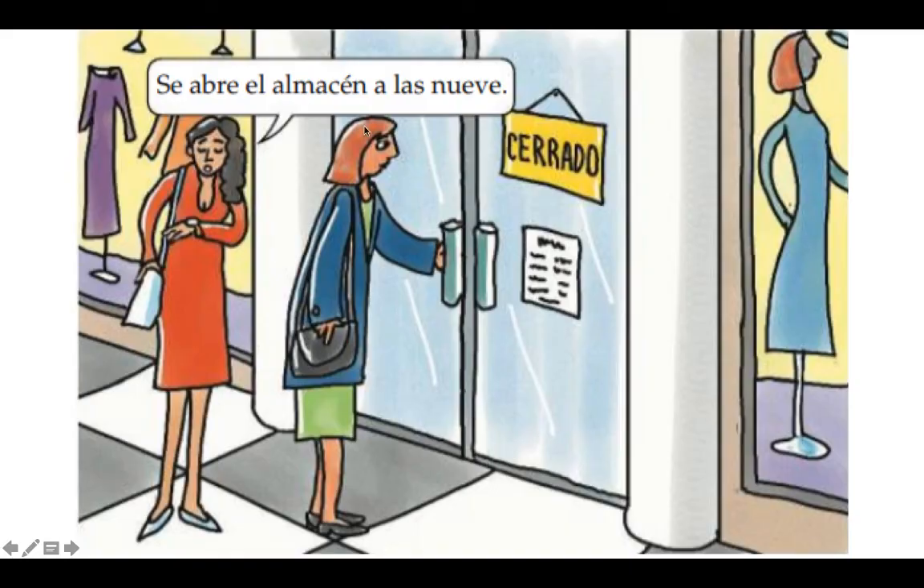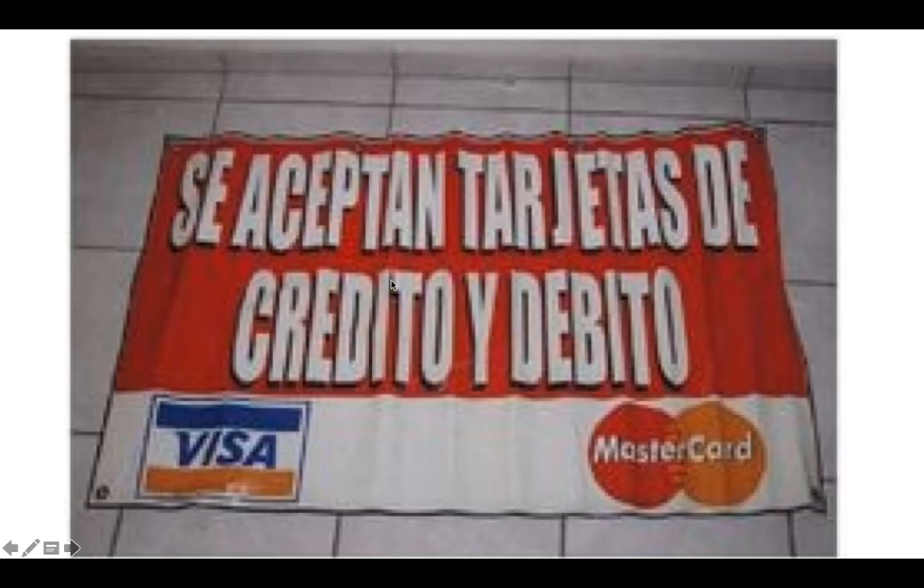Here's an example from your book. Se abre el almacén a las 9. So the almacén, the department store, opens, se abre, at 9. In this case, the verb abrir has been conjugated in the third person singular form to agree with almacén, or department store. Sorry, this is a little blurry, but it's a great example.